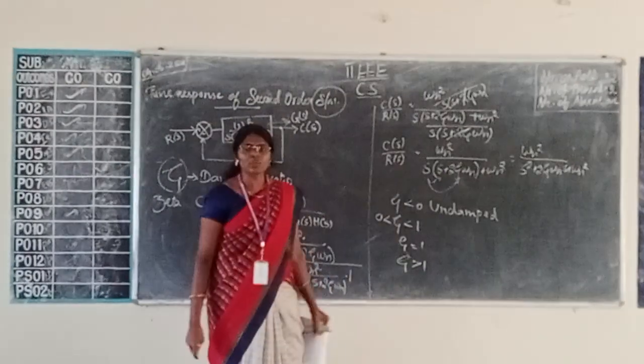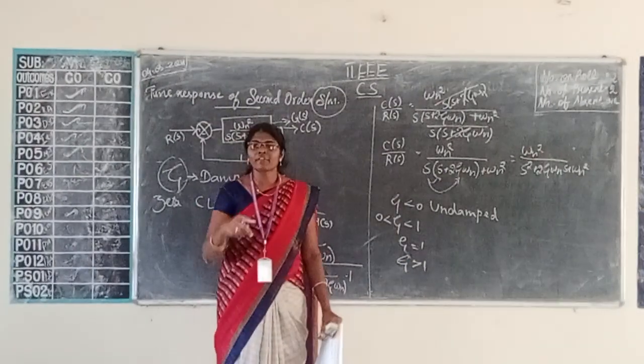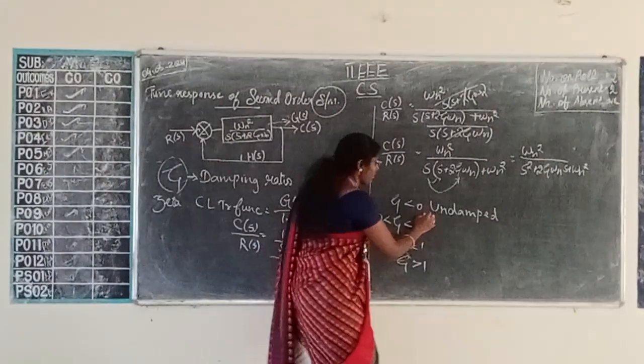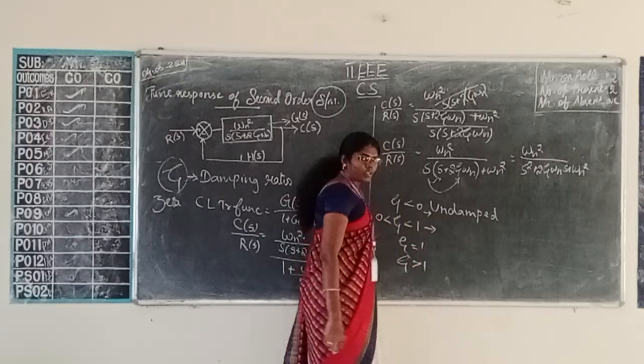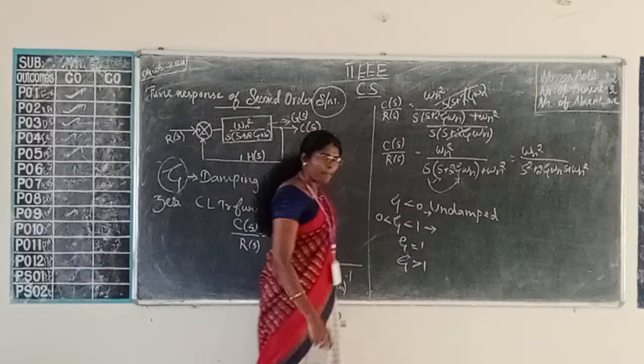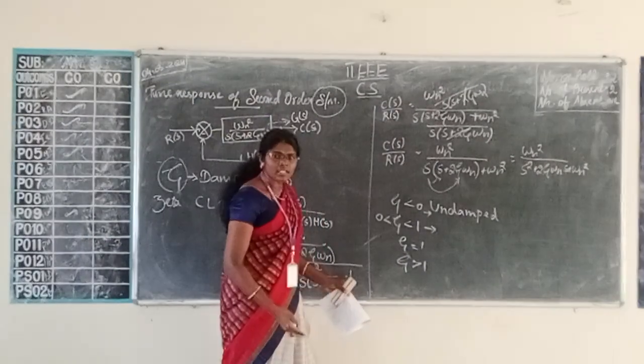If zeta lies between 0 and 1, for example, between 0.5 or 0.6, something like that, already we have seen the definition. You can look after that. Between 0 to 1 means it is undamped.